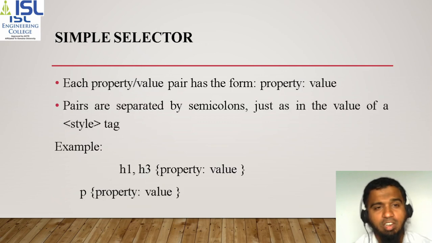Okay, the first selector is the simple selector. In this selector, each property and value pair has the form property value. Okay, this is a pair, and if you want more properties, every pair must end with a semicolon. For example, h1 and h3 can be given the same property. And if you want more properties, add a semicolon.